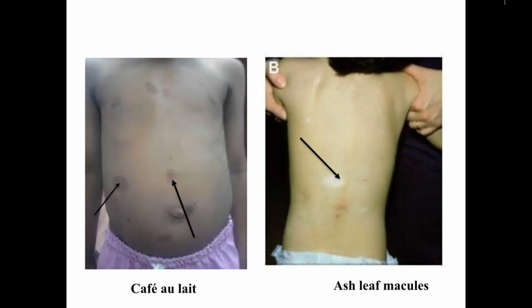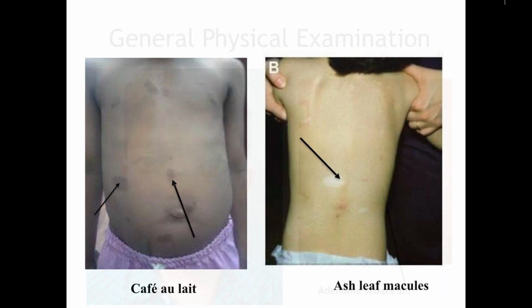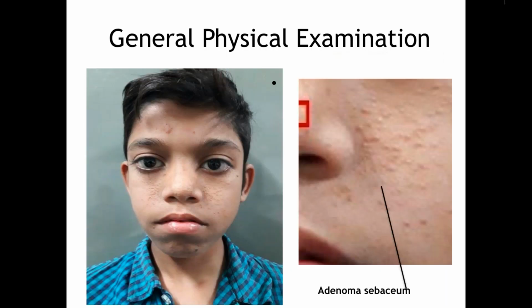Now, this picture on the left is what is cafe au lait spot, and on the right is the ash leaf macule. Ash leaf macules are seen commonly in tuberous sclerosis. Cafe au lait spots are a neurocutaneous marker, may be seen in various syndromes, but neurofibromatosis type 1 is the one which is very commonly associated with this.